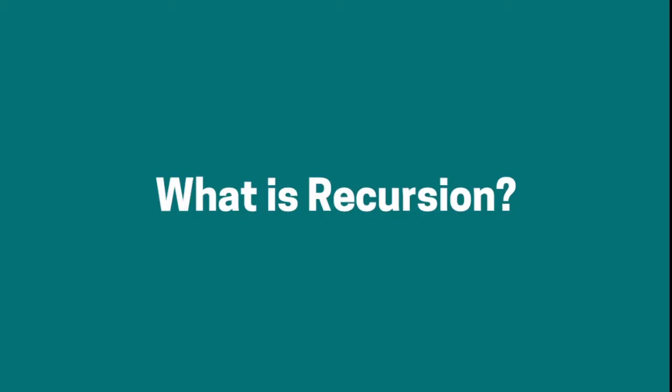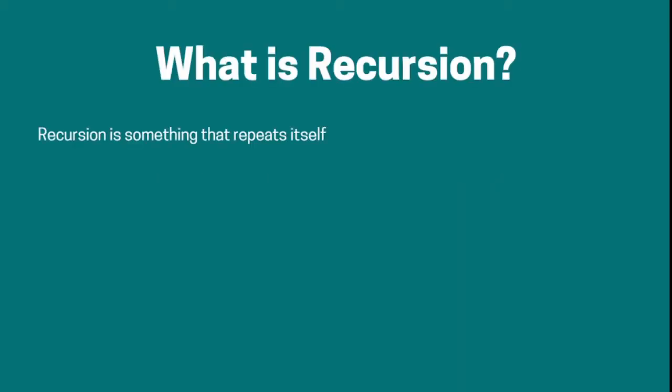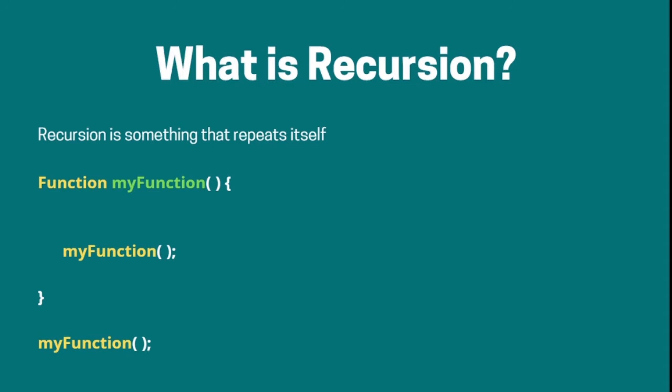What is recursion? Well, recursion is something that repeats itself. That is the very broad definition. If you check the dictionary, or write on Google what is recursion, you probably see that recursion is something that repeats itself. In programming, you have a function, and I hope you understand what a function is. This is what recursion is about: a function calling itself inside its own code.